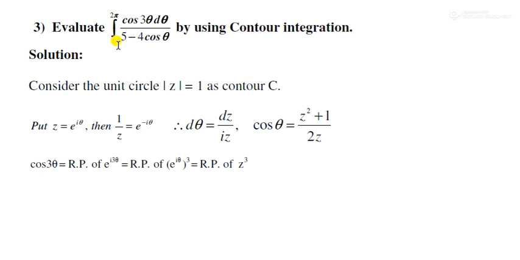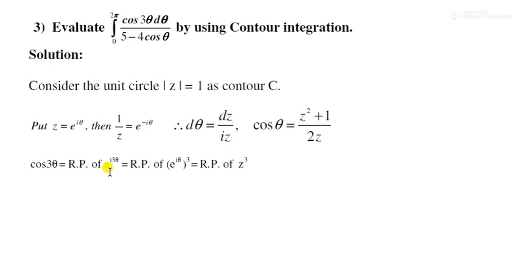See the next problem. Evaluate the integral from 0 to 2π of cos 3θ dθ divided by 5 minus 4 cos θ. In the same way, consider the unit circle |z| = 1 and take z = e^(iθ). Then dθ will be dz/(iz), cos θ will be (z² + 1)/(2z), and in the numerator you have cos 3θ.